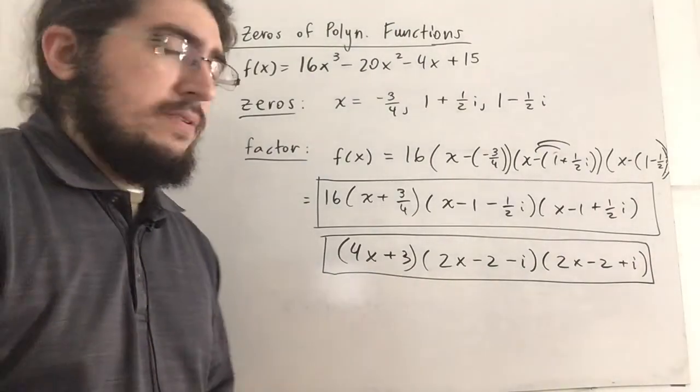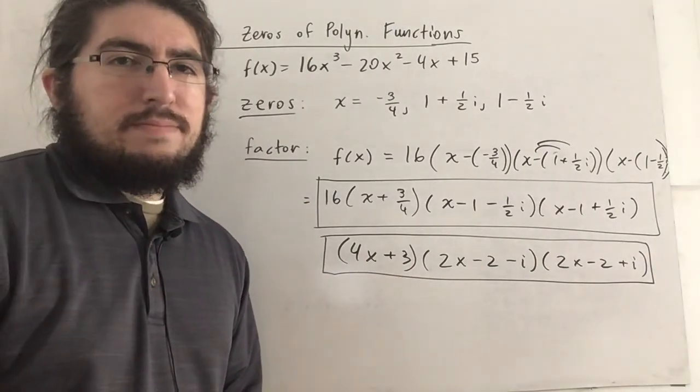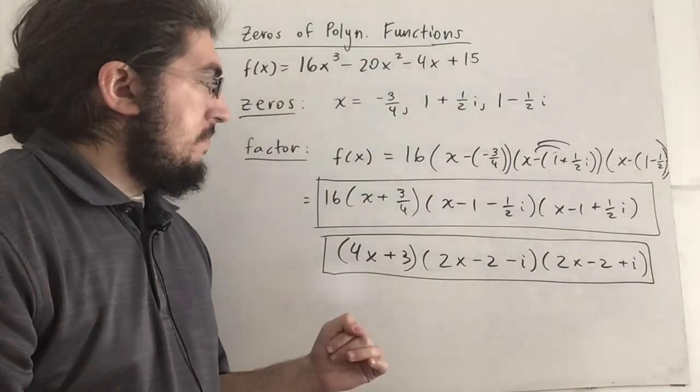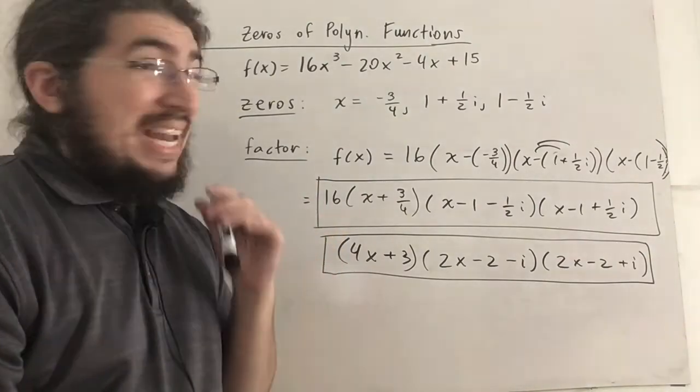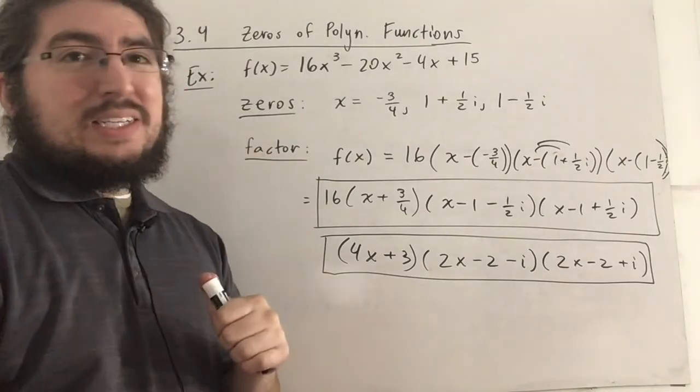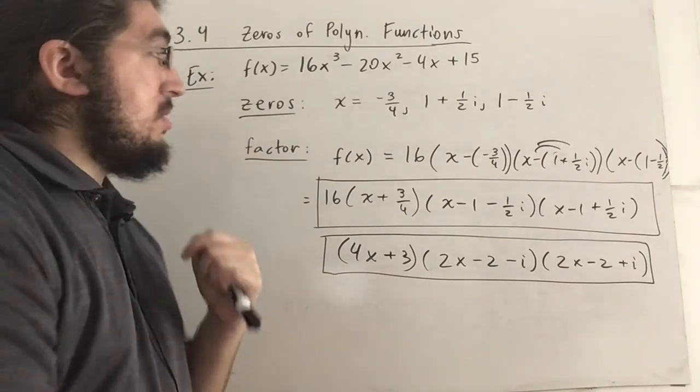But, you know, it's really preference, I guess. But yeah, that was using the linear factorization theorem. And that is it. That ends this fun section of 3.4, which was, again, zeros of polynomials.